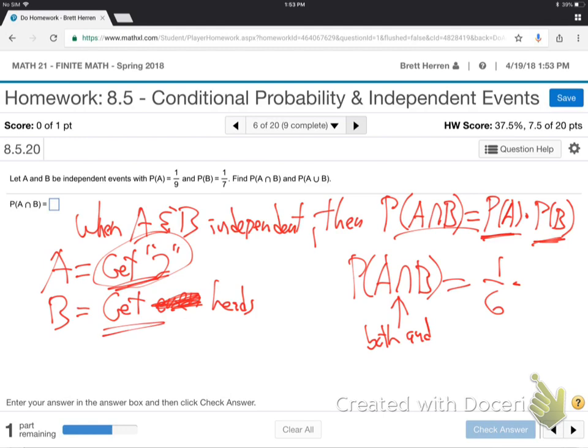What's the chance of, all by itself, getting a heads when you flip a coin? 1/2. There's just heads and tails, so heads is half. Multiply that together, 1/12. That's the chance that you're going to do both. The chance you're going to both get a 2 and get a heads. One out of 12 times you try that little double flip and roll, you'll make it happen.